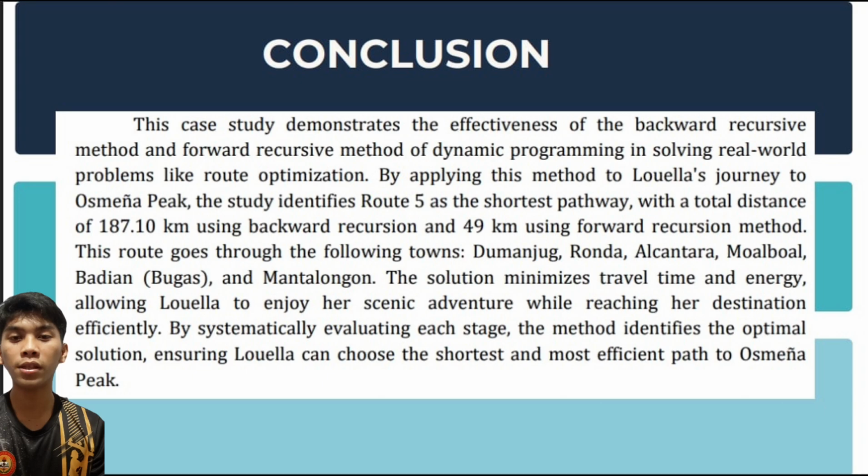In conclusion, this case study highlights the effectiveness of the backward recursive method and the forward recursive method in dynamic programming to solve real-world route optimization problems. By applying these methods to Luella's journey to Osmeña Peak, the study identifies Route 5 as the shortest pathway. The optimized route passes through towns including Tumanhog, Ronda, Alcantara, Moalboal, Badian, Bugas, and Mantalongon.